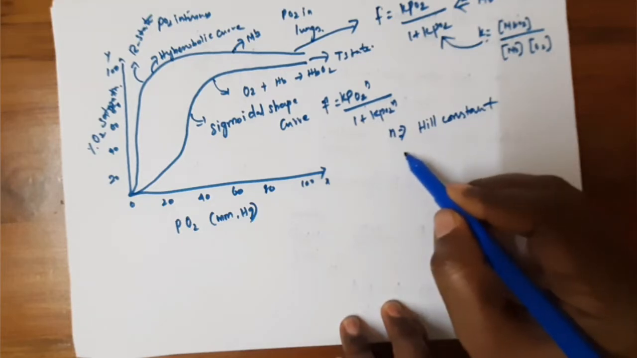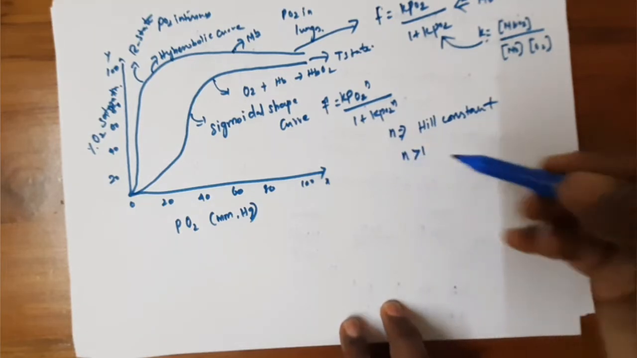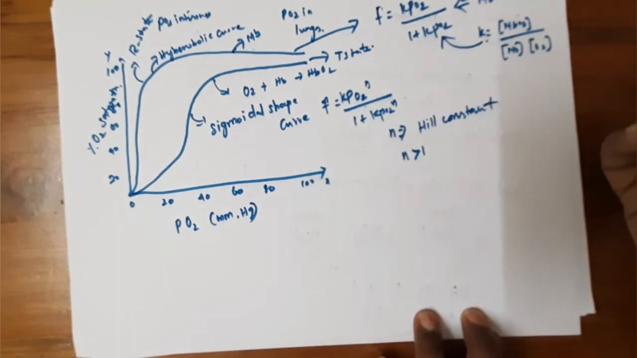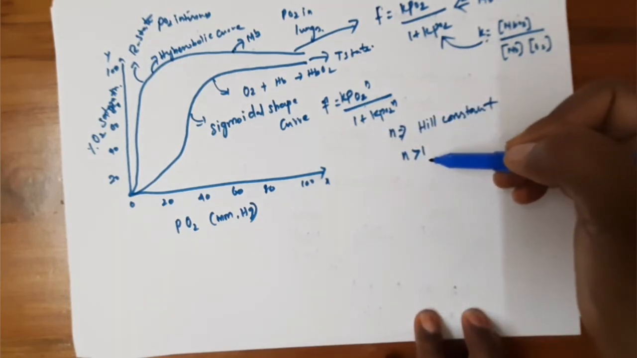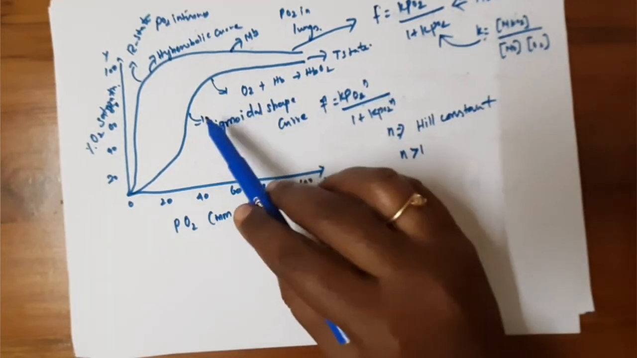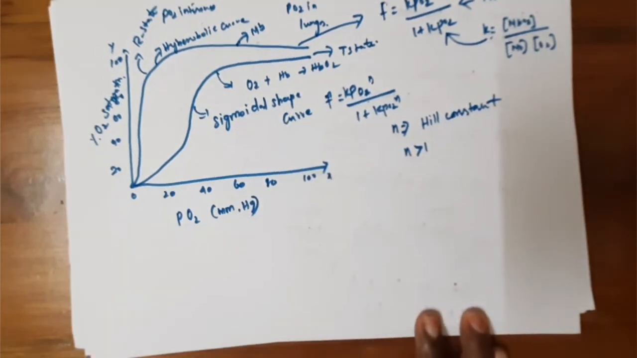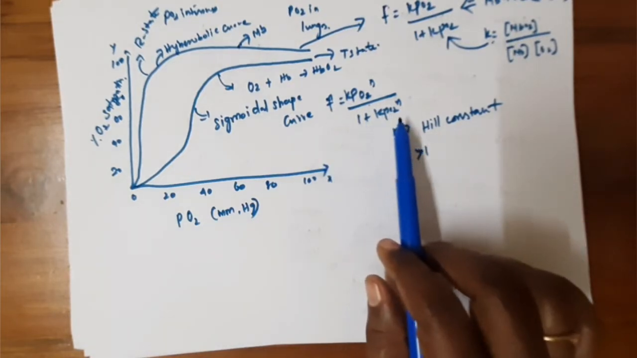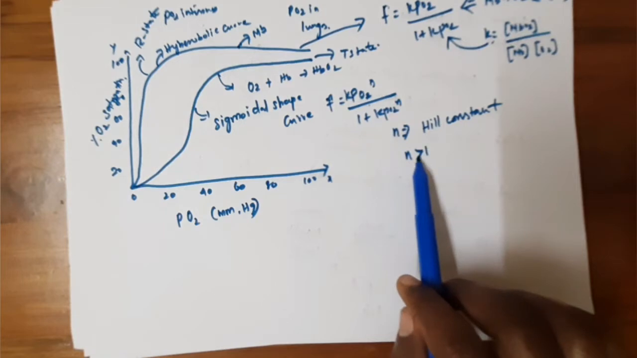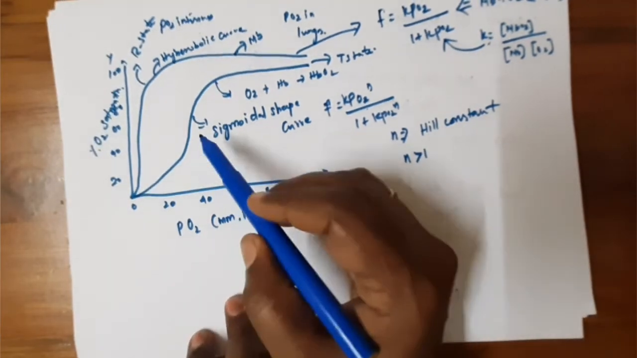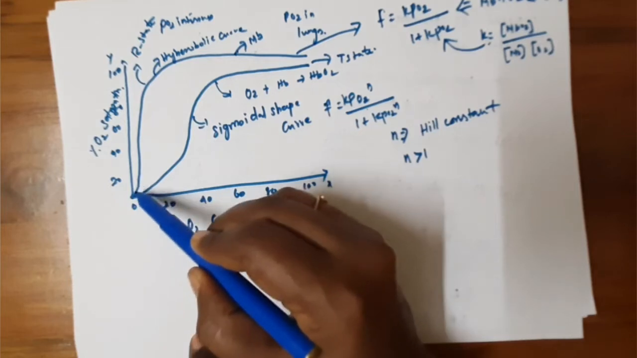Okay, so when this Hill constant value N exceeds 1, the oxygen binding affinity increases in the hemoglobin. So whenever the N value exceeds 1, the binding capacity of dioxygen in hemoglobin increases. So this equation tells us that the binding capacity of oxygen increases when n exceeds 1.